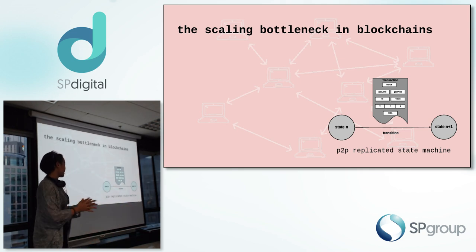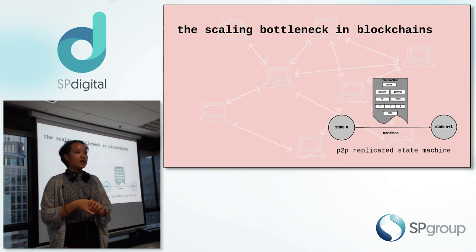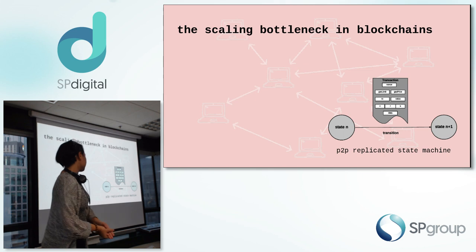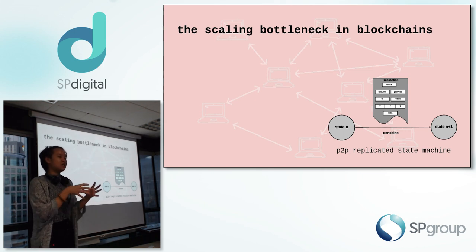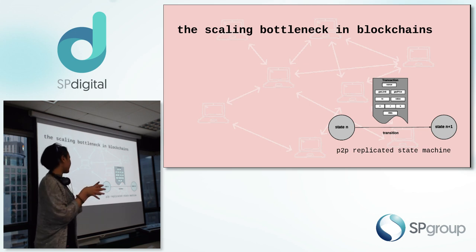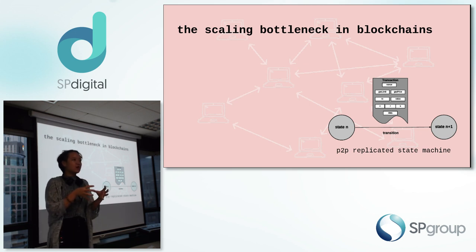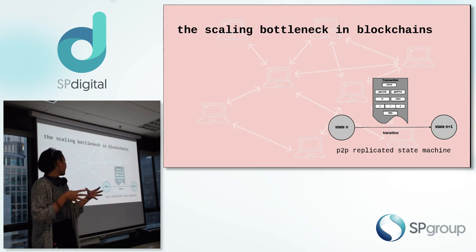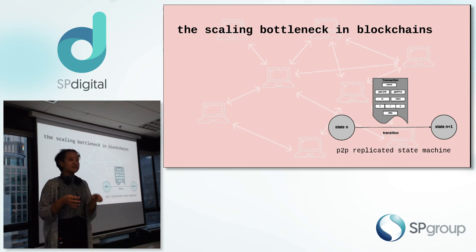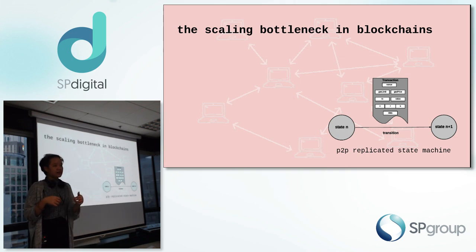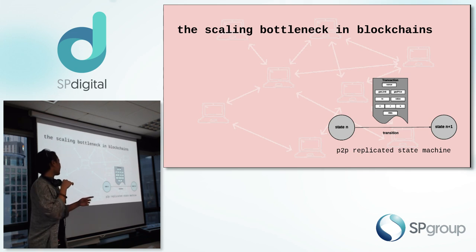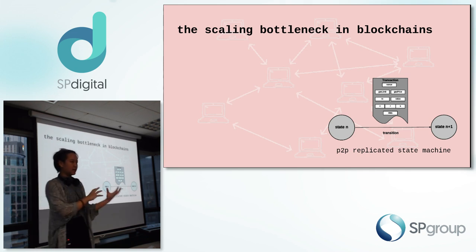How I describe a blockchain is basically a replicated state machine on a network of peers. What a state machine is, is basically a program that maintains some kind of state. So for example, a list of accounts and a list of balances in each account. And it's able to update this state when it receives transactions from the outside world. So it's able to make a state transition from one state to the next.